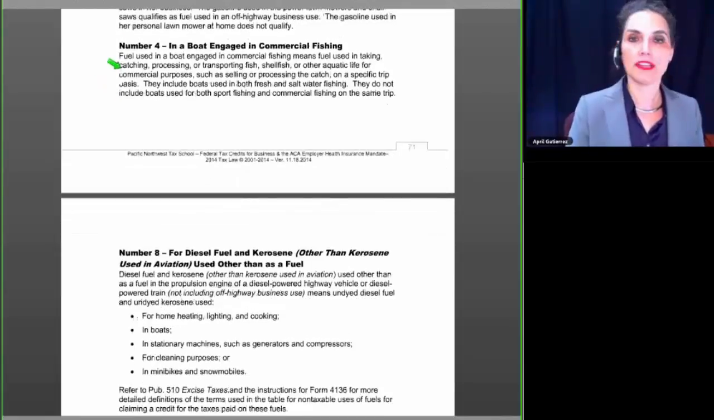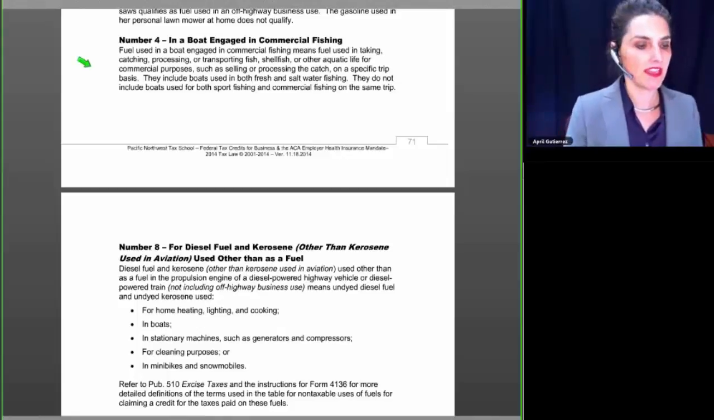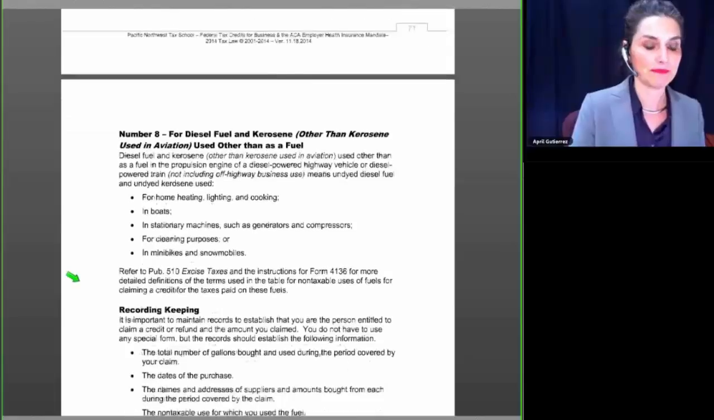Number 4, in a boat engaged in commercial fishing. Fuel used in a boat engaged in commercial fishing means fuel used in taking, catching, processing, or transporting fish, shellfish, or other aquatic life for commercial purposes, such as selling or processing the catch, on a specific trip basis. They include boats used in both fresh and saltwater fishing. They do not include boats used for both sport fishing and commercial fishing on the same trip.